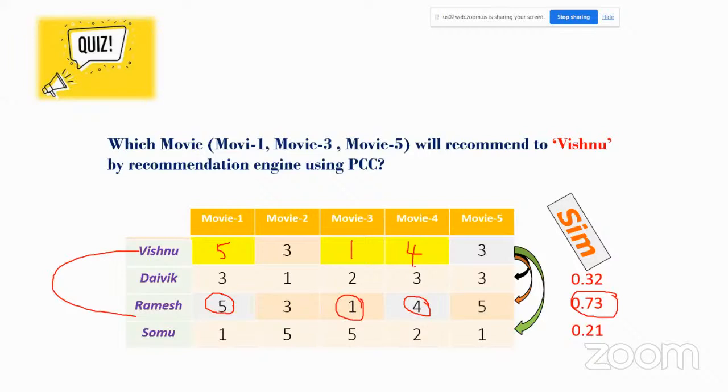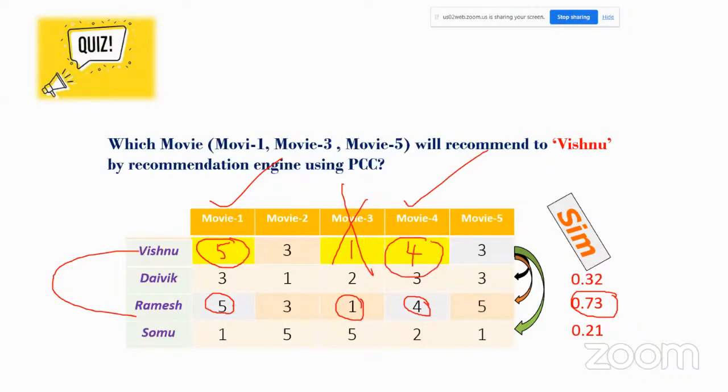And we have to decide which movies we are going to recommend. As we already discussed, the threshold value is 4, that means the minimum rating should be 4, then only our recommendation system will recommend movies. So when you take movie 1, we can recommend it to Vishnu. Why? The rating is 5, obviously a very good rating. And movie 3 is not going to be recommended. Why? The rating is very low, very poor. Because of that reason, movie 3 is not going to be recommended to Vishnu. And movie 4 is recommended to Vishnu because the rating is 4.